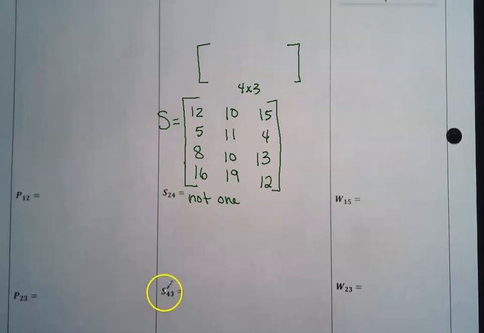All right, so how about element S43? So it's in the fourth row, the third column. Perfect. That is 12. Okay, and what does that number represent? You might have to go back and look at your spreadsheet if you don't remember. 12 is what?